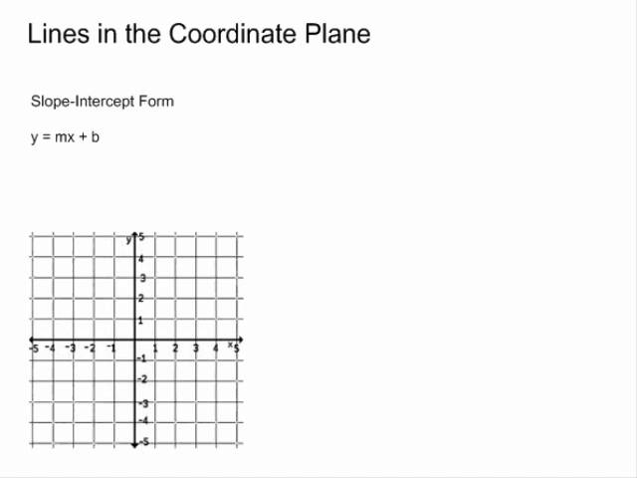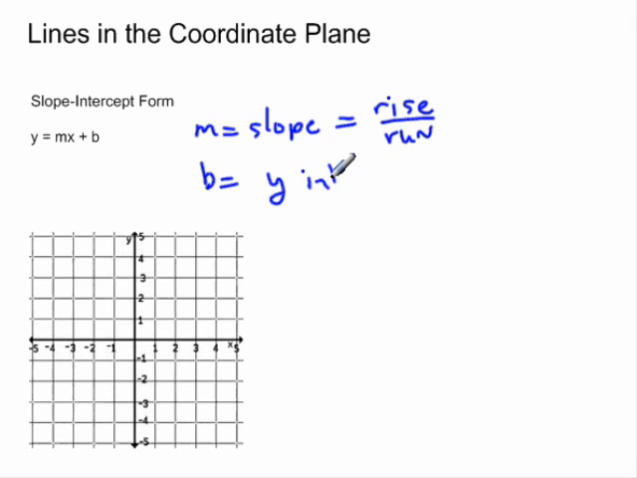We have y equals mx plus b, where m equals slope, which we talk about as being rise over run, and b equals our y-intercept, meaning wherever the graph crosses the y-axis.